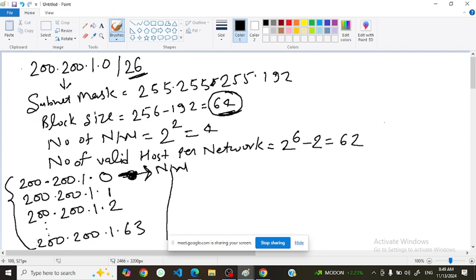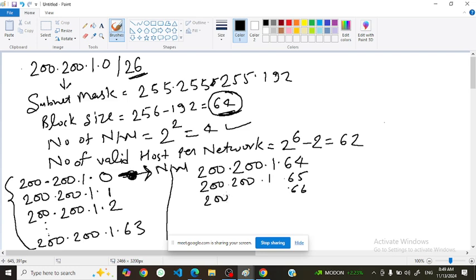How many networks? 4. So the next network is going to start from 200.200.1.64, and it will go up to 65, 66. Are you getting this point? I'm skipping right now. Let me write. We go all the way in the 4 blocks up to 254, right? The maximum.